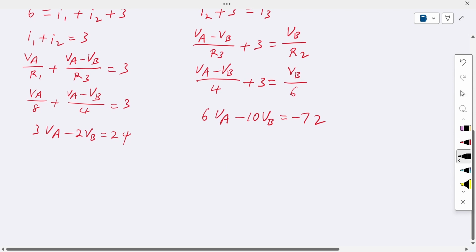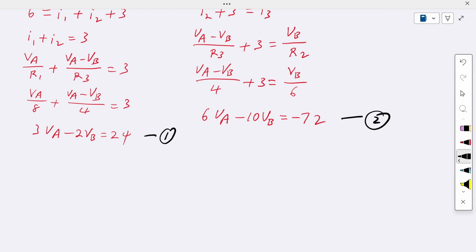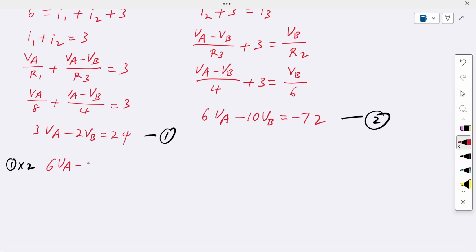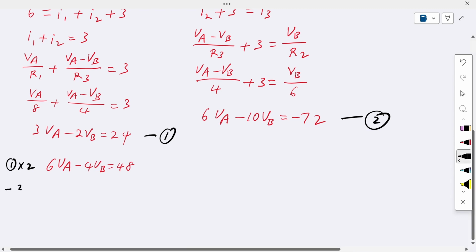So in this case, we have these 2 equations, equation 1 and equation 2. We have 2 equations and 2 unknowns, so we can find VA and VB. There's no problem for this. Let's multiply equation 1 by 2. In that case, we have 6VA minus 4VB equals 48. From this, we can subtract equation 2, so we bring down equation 2 over here.